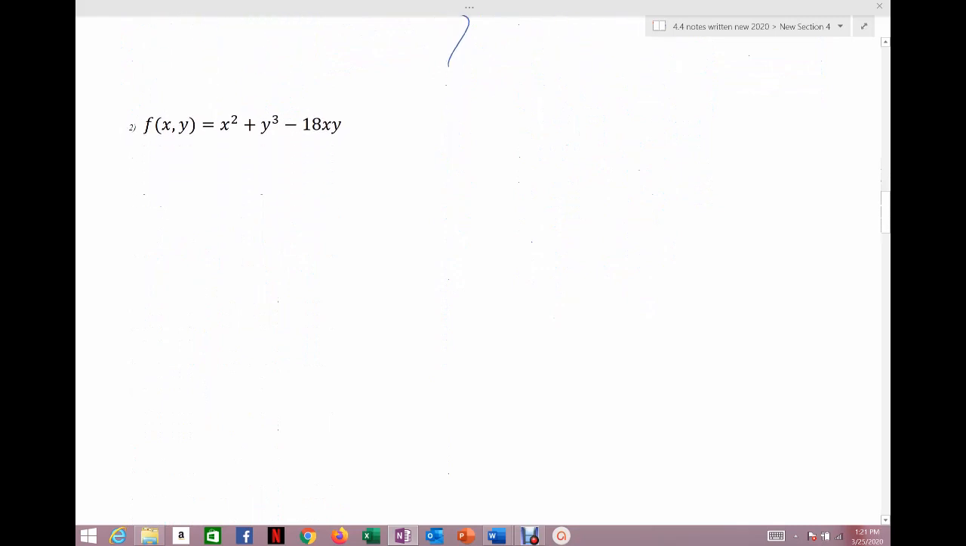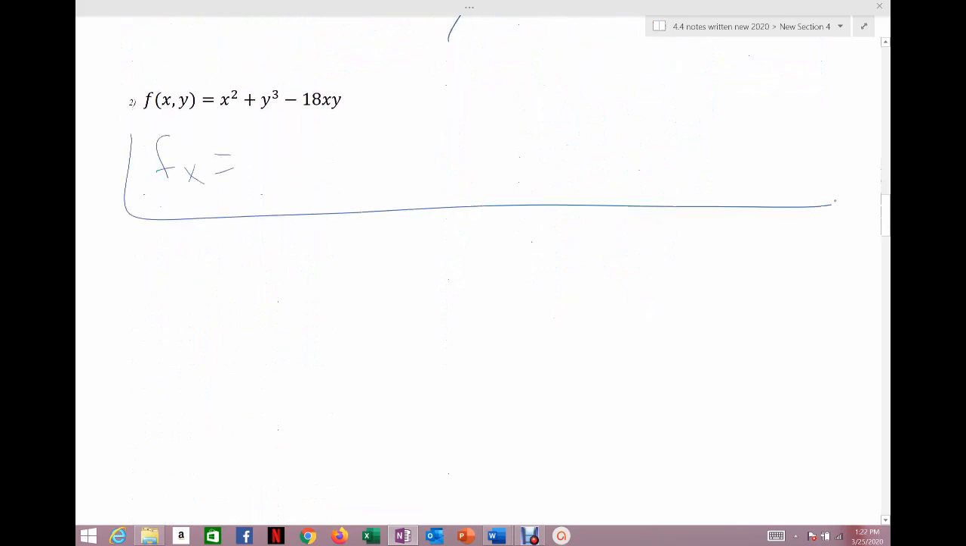Alright, next example. Again, I have to find my first order derivatives first, and then find the second order of those. First order with respect to x. I take the derivative of x squared, which is 2x. There's no x in the y cubed, so that zeroes out. For negative 18xy, the negative 18y comes along because it's a constant multiplier. The derivative of x is 1. So there's my first derivative with respect to x.